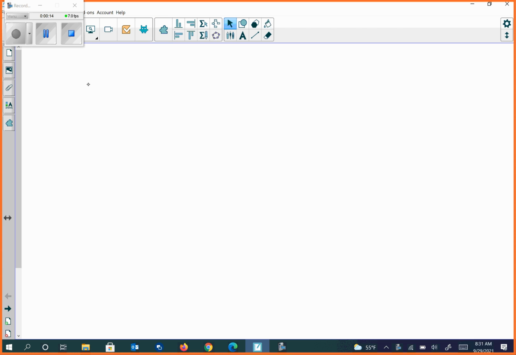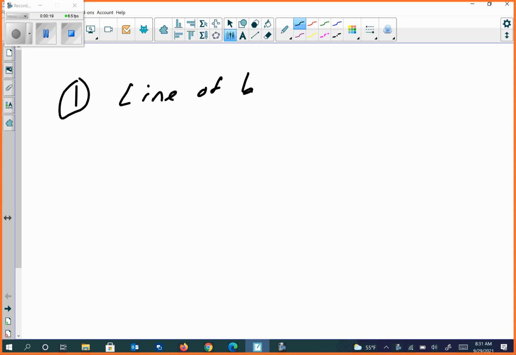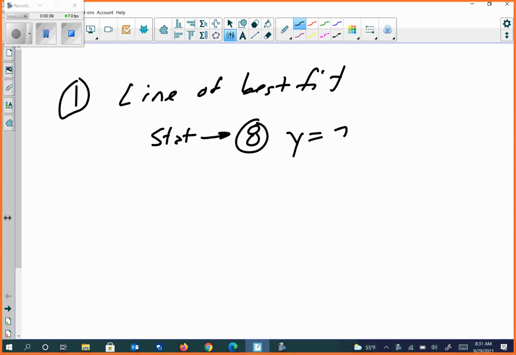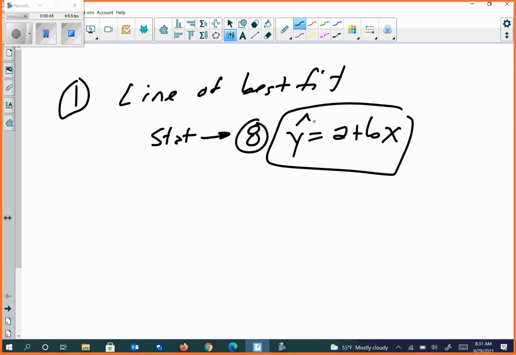Okay, so number one, the least squares regression line is just the line of best fit. That's where you would type in stat, and it's number 8, and then it would give you the line of best fit, which I think is y equals a plus bx is the one you want to go with. And again, that's a hat. So that would be the least squares regression line. So it's the line of best fit.